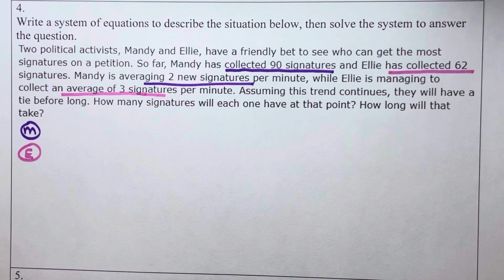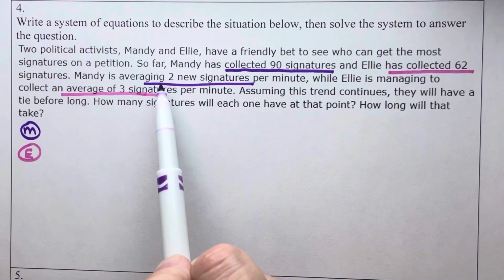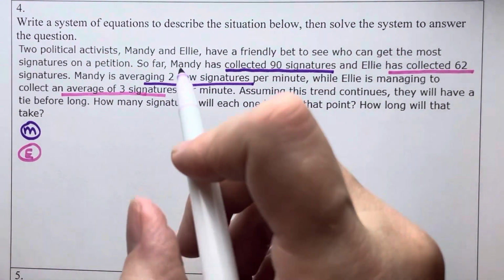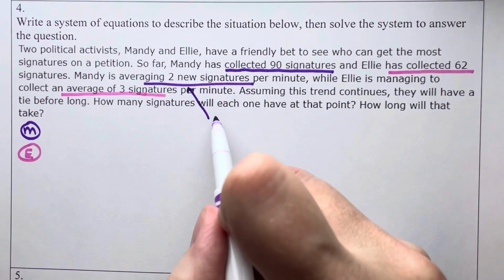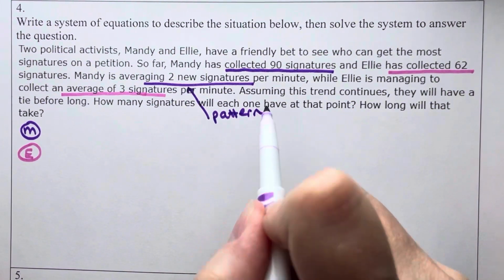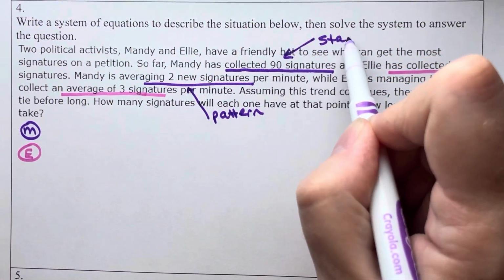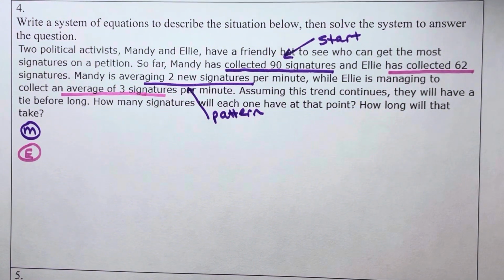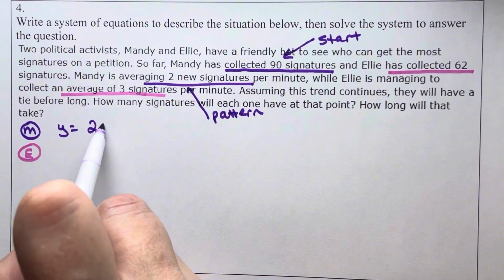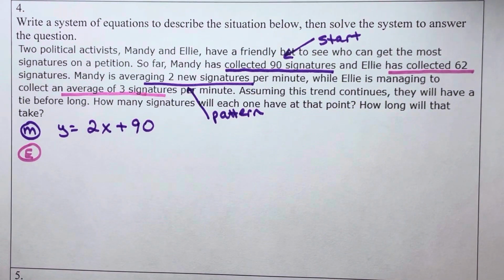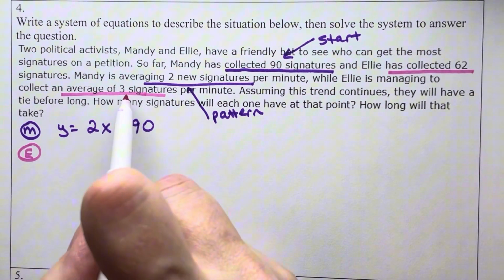So what is the pattern and what's already happened? Mandy is getting 2 new signatures per minute. This is happening again and again and again. All right, so we know that this 2 is very much her pattern, which means that this 90 signatures is what she had at the start of this friendly wager. Thus, Mandy's equation will be y equals a pattern of 2 signatures for every minute, in addition to the 90 that she's already got. While Ellie, on the other hand, she's averaging 3 signatures a minute.